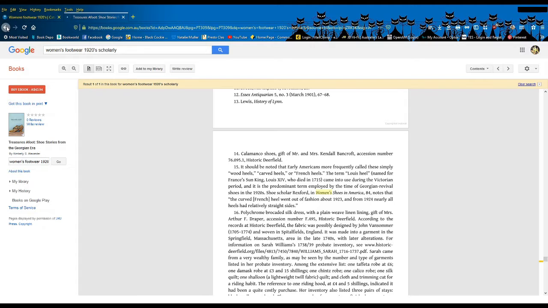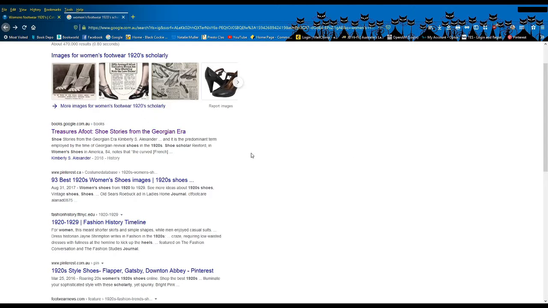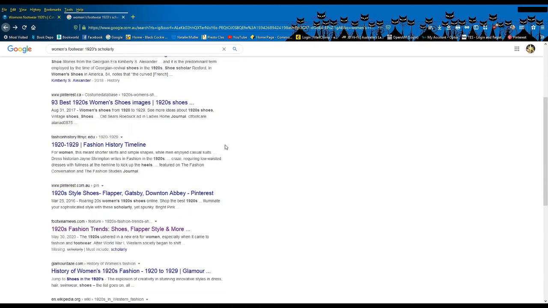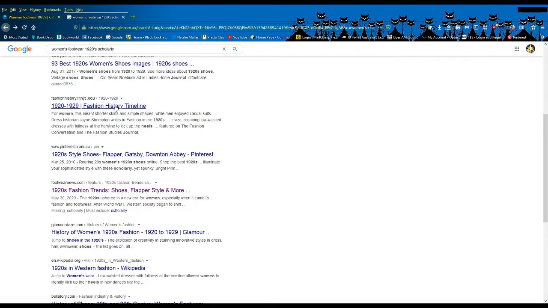So finding books like this online can be quite useful. Not always easy to access the whole thing because of the copyright. You often need to then go to the library or go to a bookshop to try and find what you're after. But it is an option.